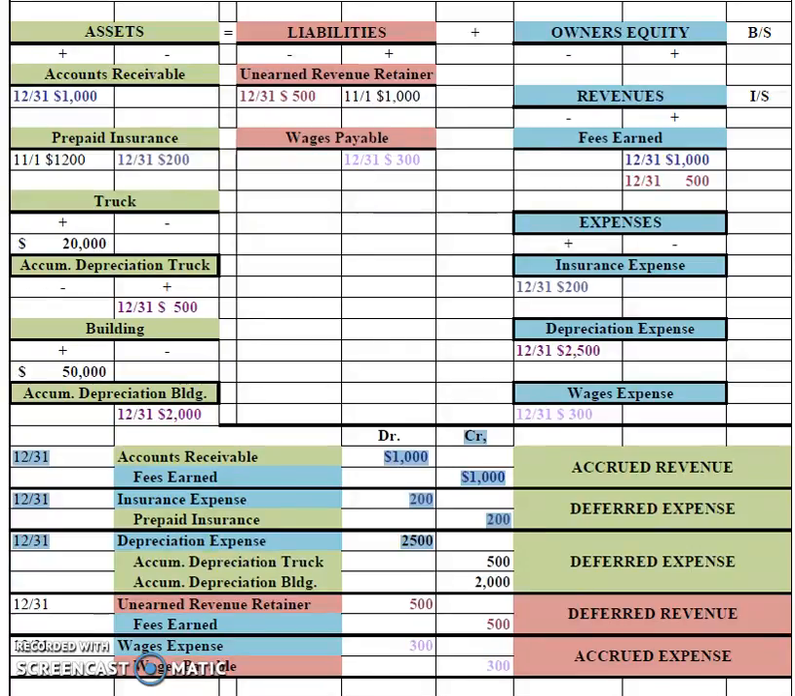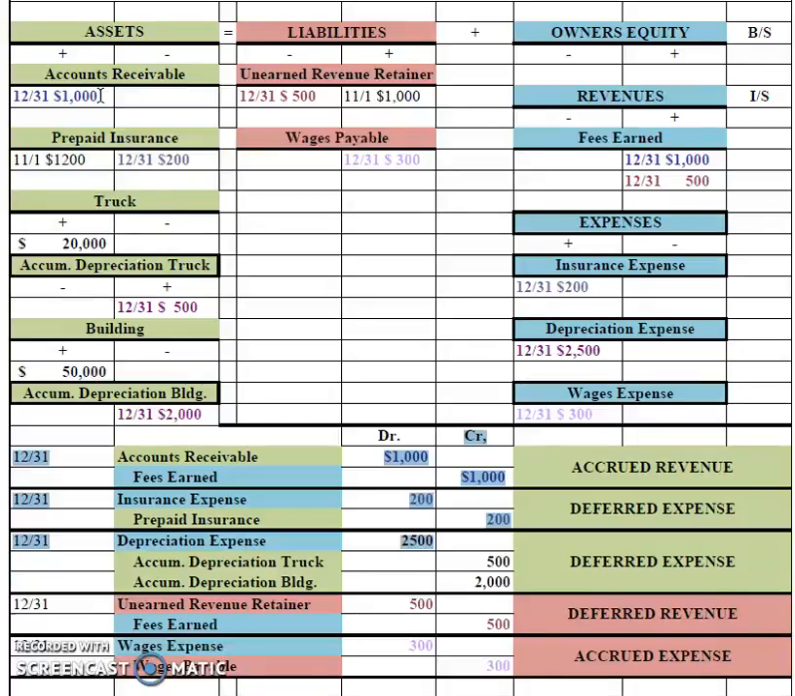Okay, so we want to go to fees earned first, our revenues. And again, there's no cash entry, but there's only a few entries that will be involved with fees earned. We have a credit here on 12/31 for $1,000. Okay, and here we have the accounts receivable. Okay, this is an accrued revenue. It's happened, but it hasn't been placed in the journal yet.